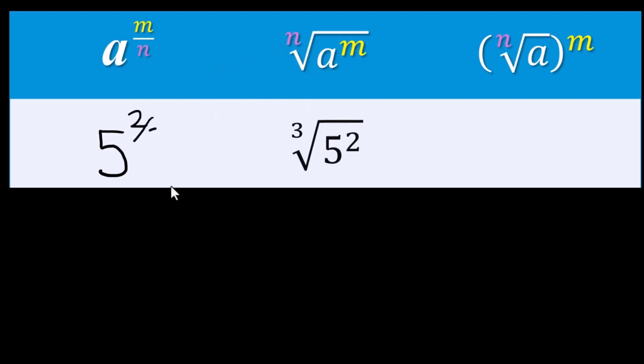So this is going to be 5 to the 2/3. Rewriting this radical where you pull that inside exponent out, it's going to look like this. Cube root of 5 squared.